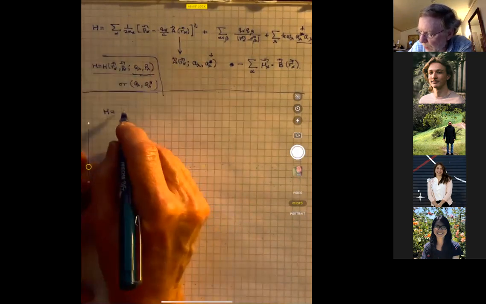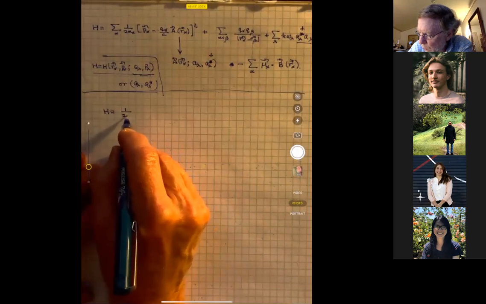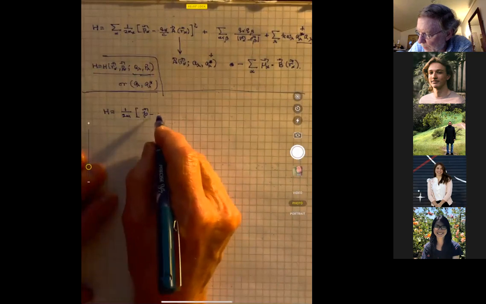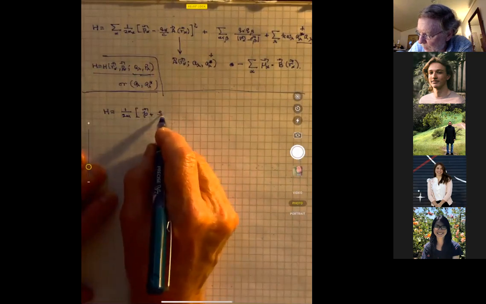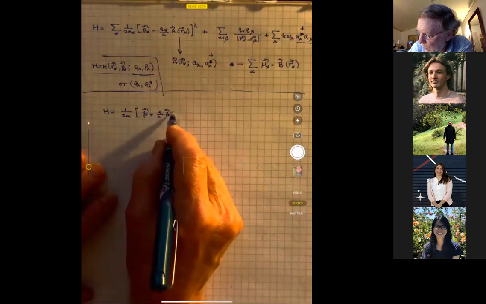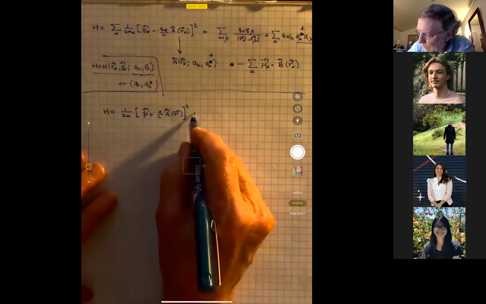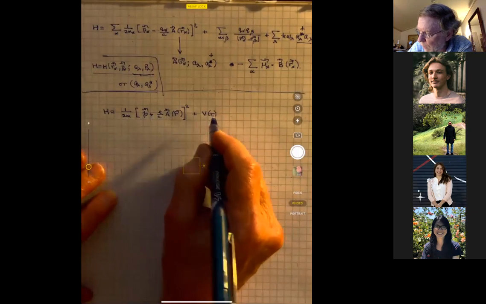The single particle is the electron. So the Hamiltonian is 1/2m for the kinetic energy, 1/2m times the electron momentum P plus e over c times the vector potential A, evaluated at the electron position, which is denoted R here, squared. The potential I'll just call V of R.